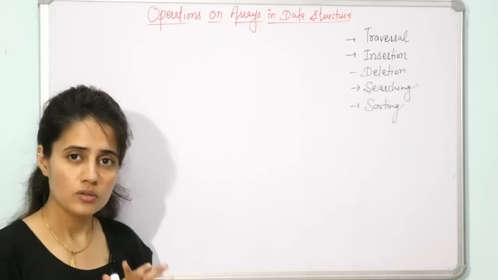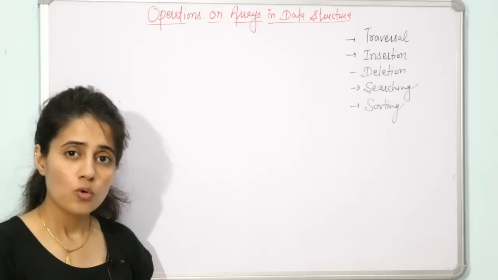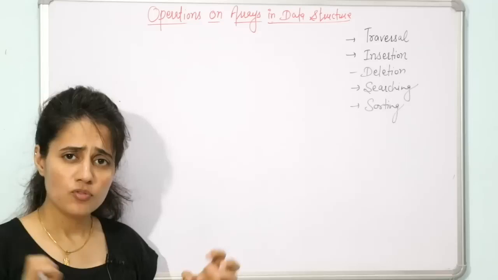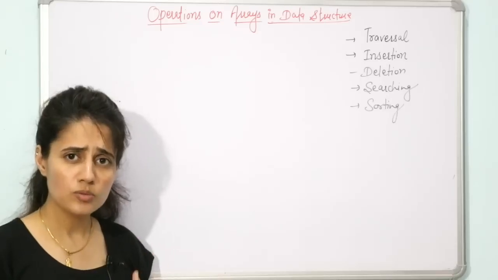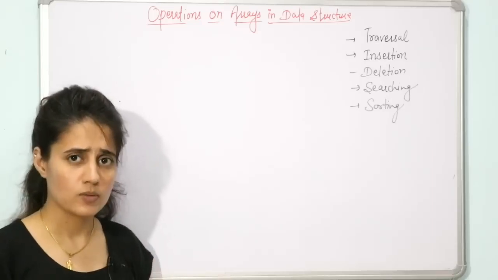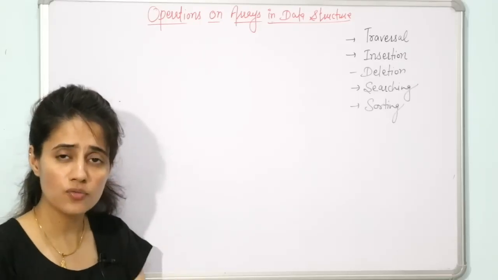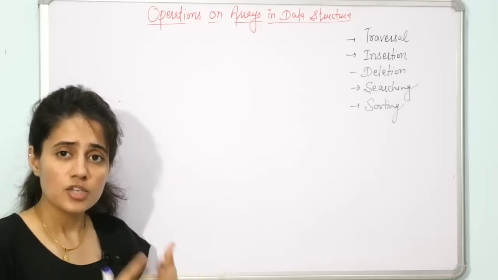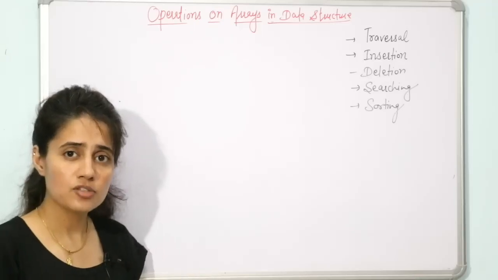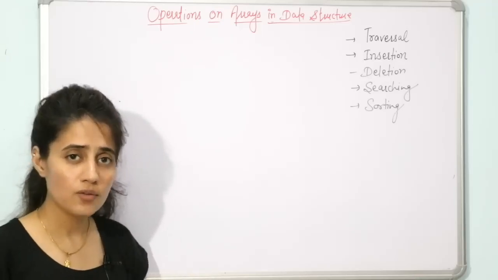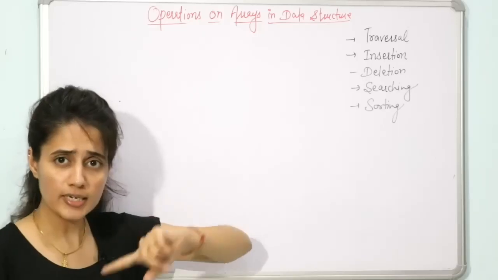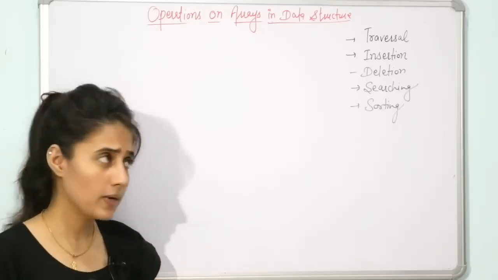We will talk about the operations on array. Although there are many operations that can be performed on an array, the most important operations we are going to discuss are traversal of array, insertion in array, deletion of any data from the array, searching of any key, if an element exists or not in the array, and sorting of array. We have already discussed searching and sorting techniques, you can check them out in the playlist.